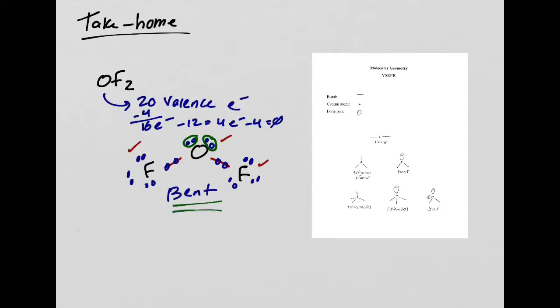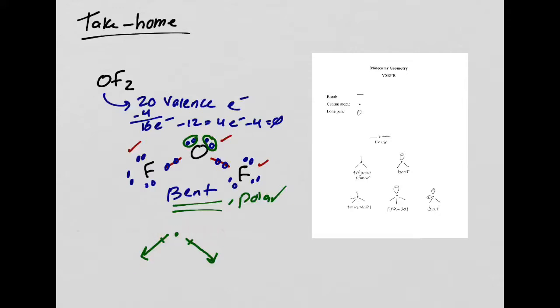Perfect. Now, the last thing I asked you, is this polar or is this non-polar? This is polar. Now, why is it polar? Here's why. So, you know that fluorine is more electronegative, right? So what that means is that the fluorines are pulling the electrons toward themselves. And the geometry matters.